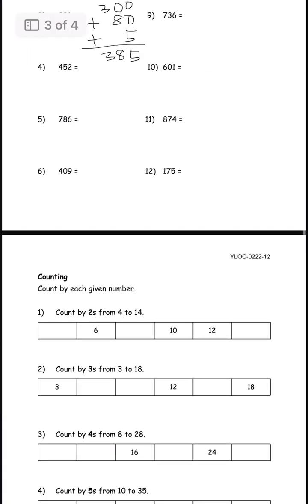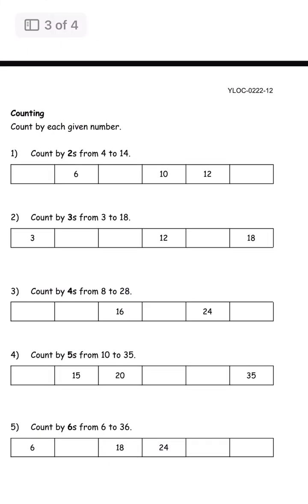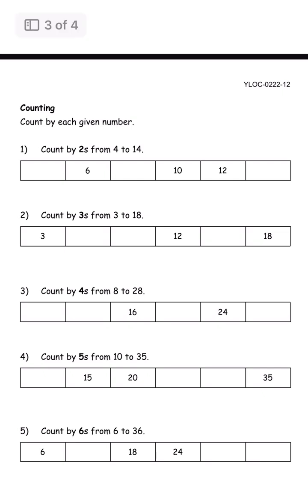Now, next page, we have counting. Count by each given number. So, number 1, count by 2s from 4 to 14. So it says from 4, so we're going to start with 4. 4, and now it's going up by 2, right?